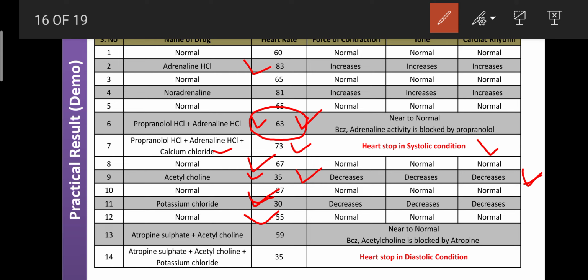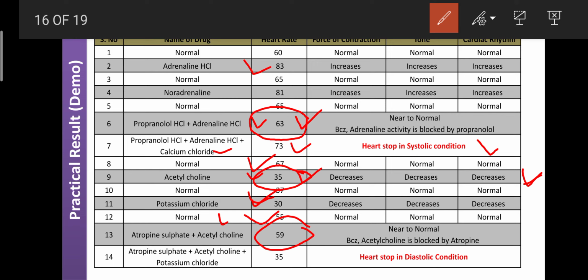Then administer atropine sulfate and wait for 5 minutes. So after 5 minutes, administer the acetylcholine and record responses. Here the heart rate is nearly normal, that is 59, but with acetylcholine alone, it was 35. It indicates the acetylcholine effect is blocked by atropine.